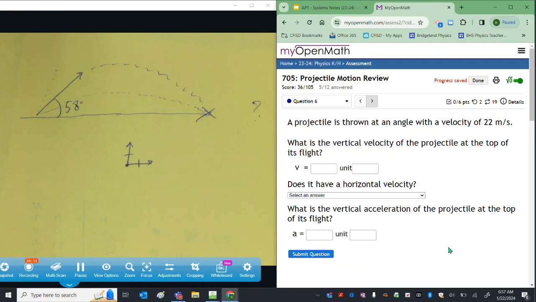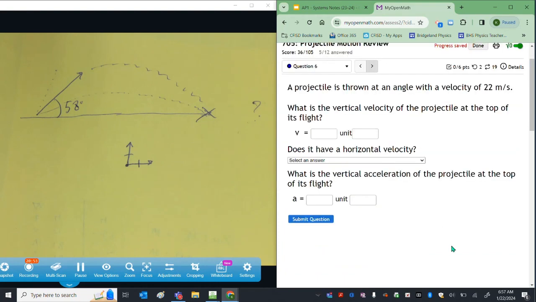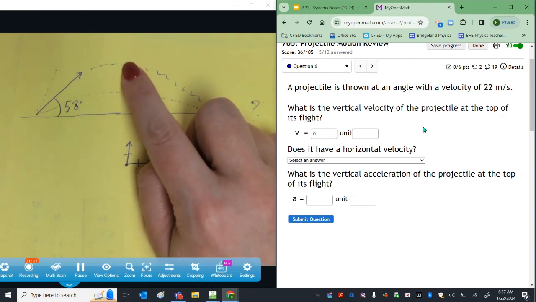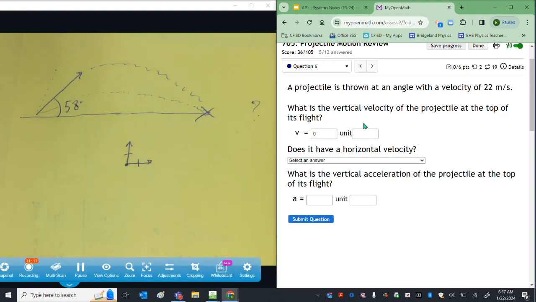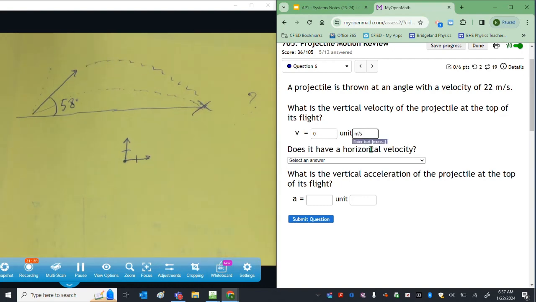All right, question number 6. A projectile is thrown at an angle with a velocity of 22 meters per second. What is the vertical velocity of the projectile at the top of its flight? Again, this looks like a calculation. It's not. The vertical velocity of your projectile at the apex, at the max height, is 0. That's the point at which it stops moving up so that it can start moving down. It turns around. And so you have a velocity of 0 meters per second at the max height, at least a vertical velocity. Horizontally, it's still moving forward, but vertically, 0.